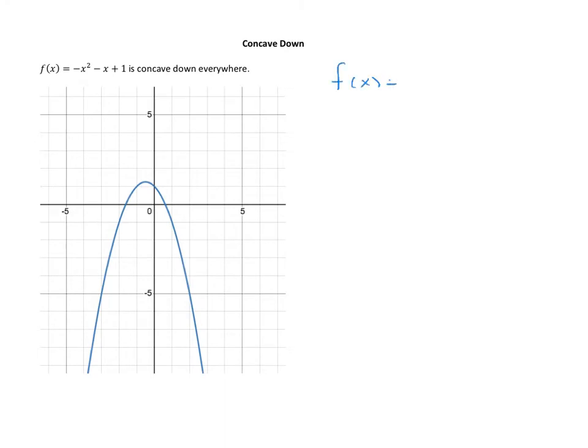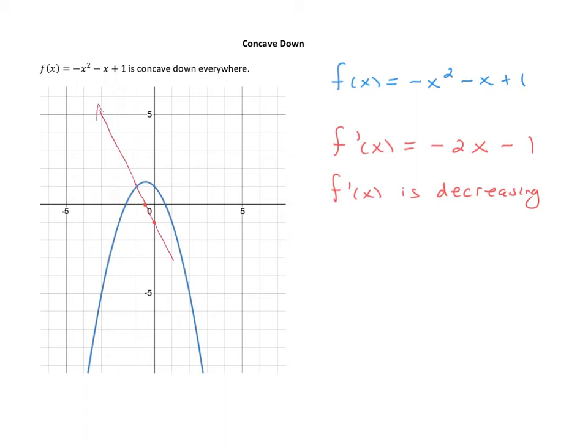If you start with the original function, which is negative x squared minus x plus 1, and you take the first derivative, it is negative 2x minus 1. And the thing to note about this function, the first derivative, is that it is decreasing. I know this because it's a line with a negative slope. And you can also see it by graphing the function itself. I know it's equal to 0 at negative 1/2. It has a y-intercept of negative 1. Not a perfect sketch, but your function looks something like this.